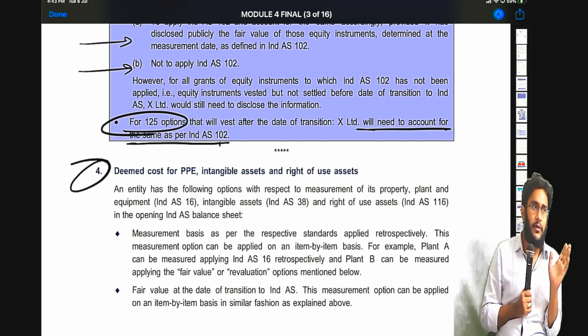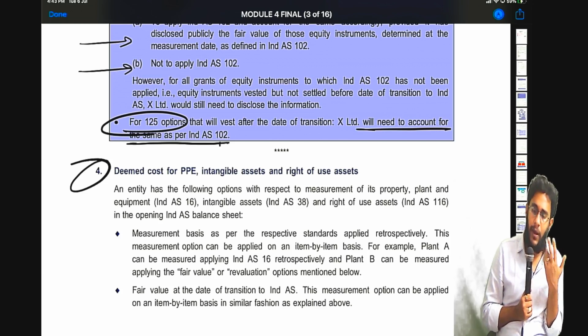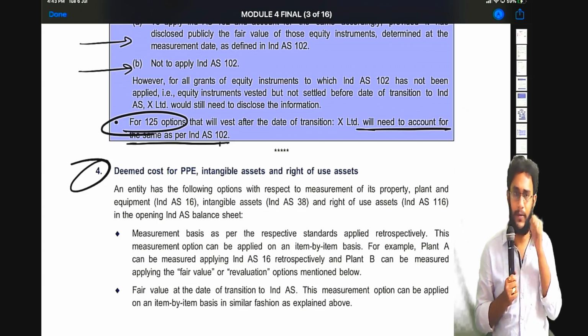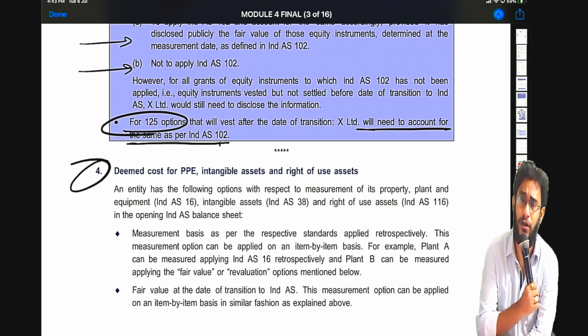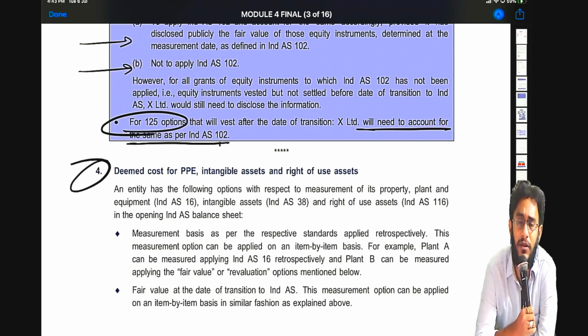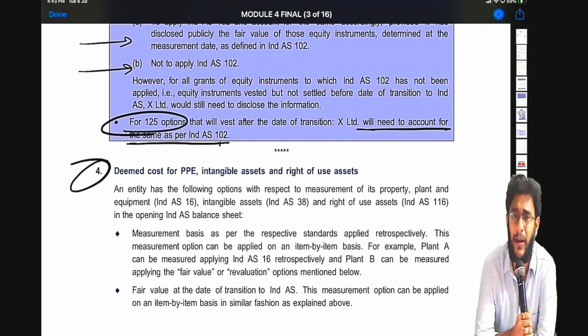Sir, for the last 30 years I am following AS. I have a lot of PPE, intangible assets and all in my balance sheet, which are measured using accounting standards, AS 10 and all I have applied. Today I am jumping to Ind AS. Now, applying Ind AS, the primary rule is what? The general rule is to give retrospective effect.